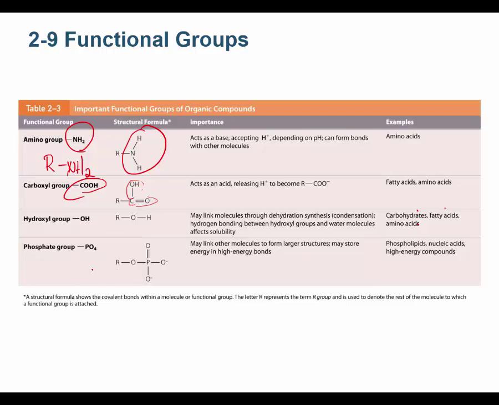The phosphate group is PO4. And the PO4 has a charge. Now depending on the pH of the solution, at physiological pH, the PO4 group usually has two negative charges. Here's one of them, here's another one. That's at physiological pH. It could be protonated, which means you could put an H there, in which case this would only have one negative charge.